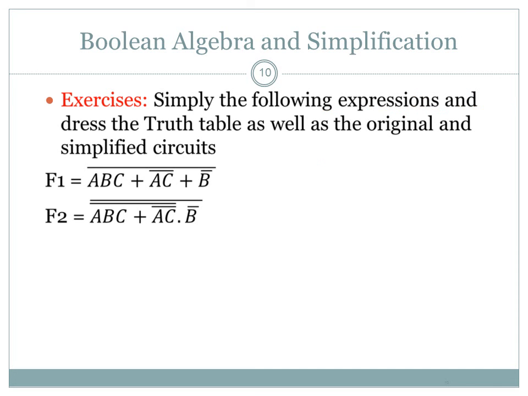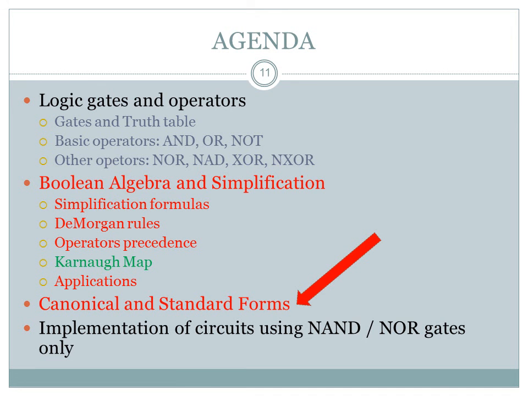So what you are supposed to do now is these two formulas. I want you to do the simplification of these two equations, f1 and f2, to draw the truth tables, and to do the circuits. In fact, we have to draw the initial circuit and the simplified circuit, and here also we'll compare the number of logic gates used in each case, in order to see if the simplification was valid or if it was interesting to do the simplification or not.